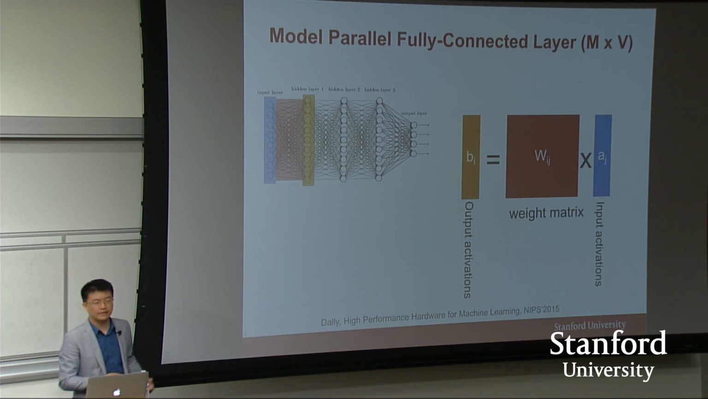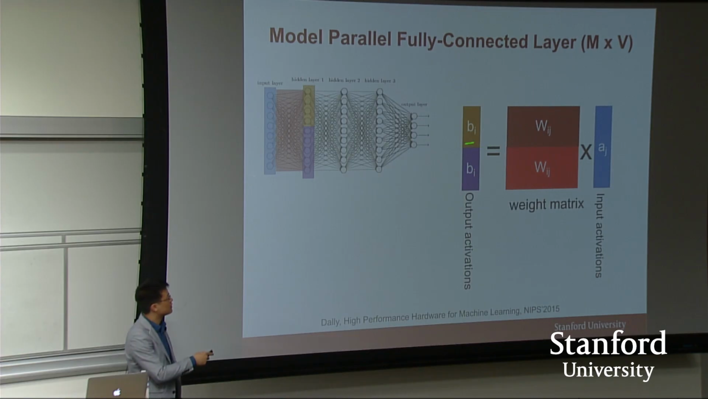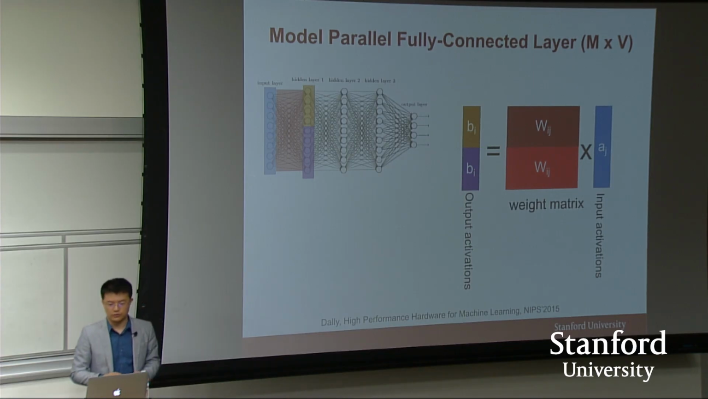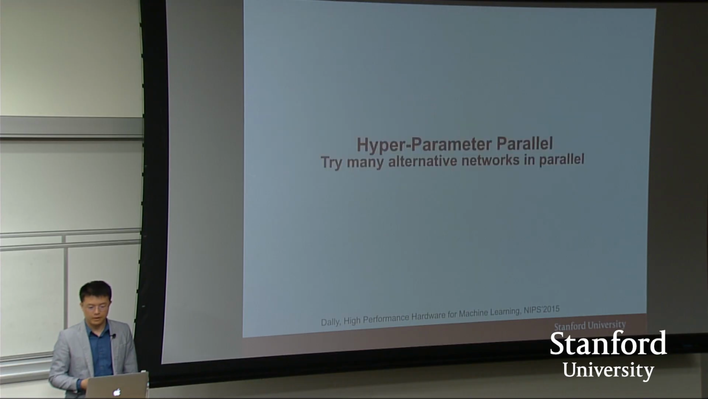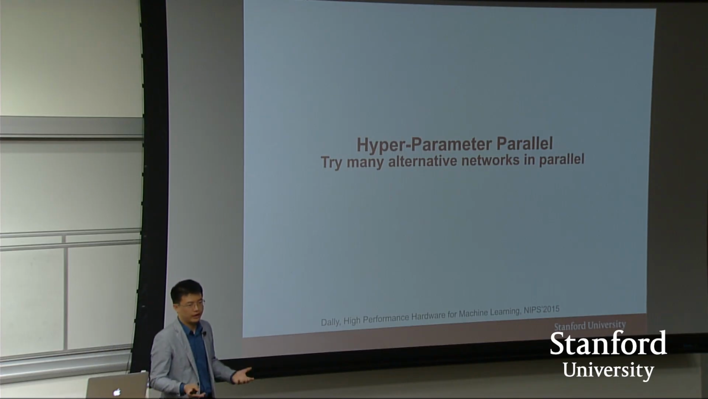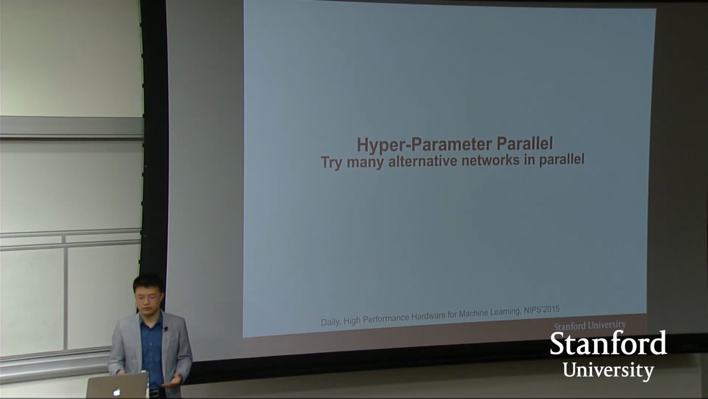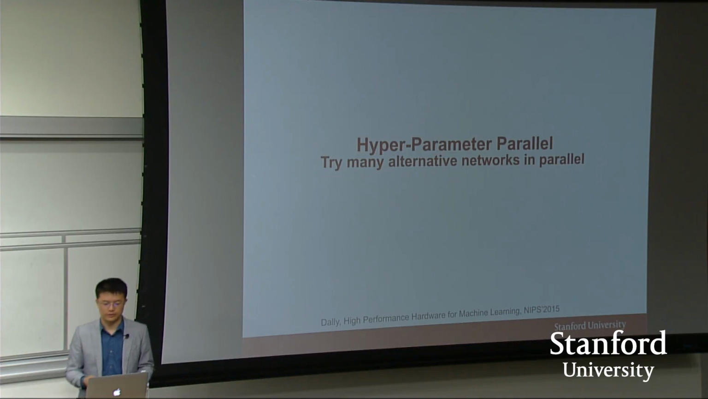And for those fully connected layers, how do we parallelize the model? It's even simpler. You can cut the model in half and hand it to different threads. And the third idea, you can even do hyperparameter parallelism. For example, you can tune your learning rate and your weight decay on different machines, for those coarse-grained parallelism. So there are so many alternatives you have to tune.